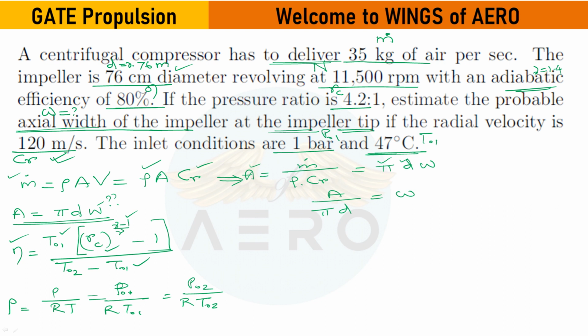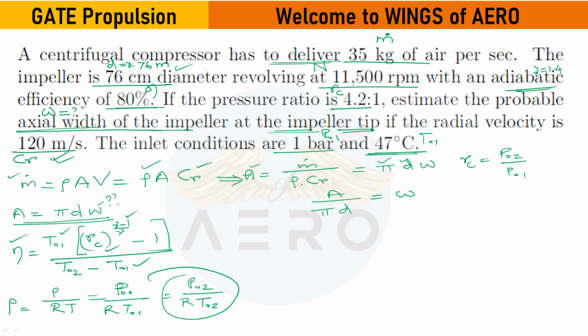So we need to use this formula. These are the tricks that you have to remember. Read the question carefully and identify whether to use P01 or RT01. Now what is RC? RC is P02 by P01. P01 is given, so easily you can find P02. See the question: estimate the probable axial width of the impeller at the impeller tip. They have not said the eye.